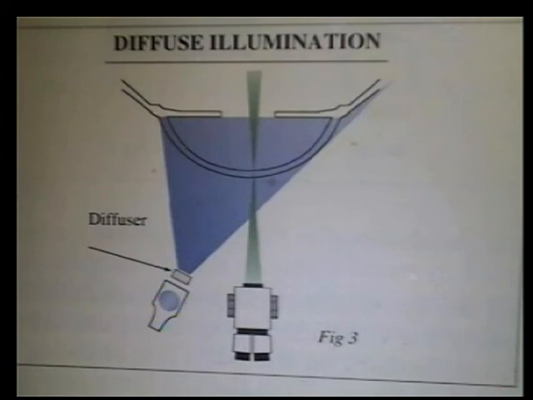Now with diffuse, as you can see in the picture here, the microscope is looking straight in the eye. And with diffuse, we're using a wide open beam. We're just literally flooding the eye with light. It's great for a general overall view. Some slit lamps even have an extra ground glass adapter that drops down in front of the light source that further diffuses the light.